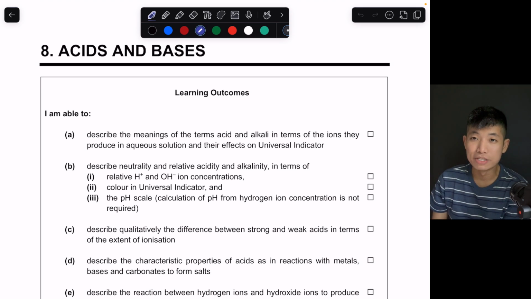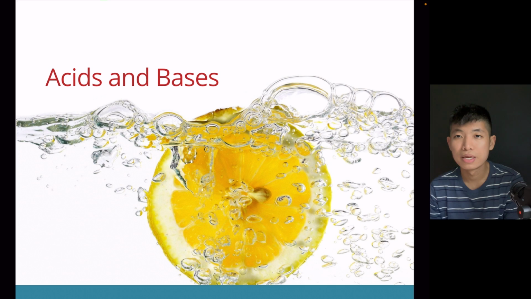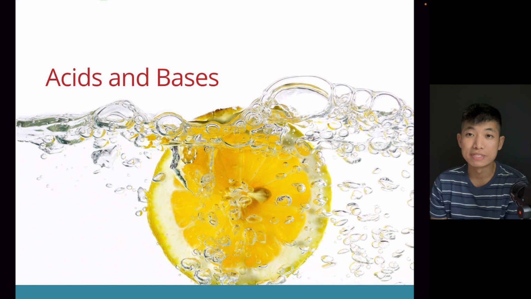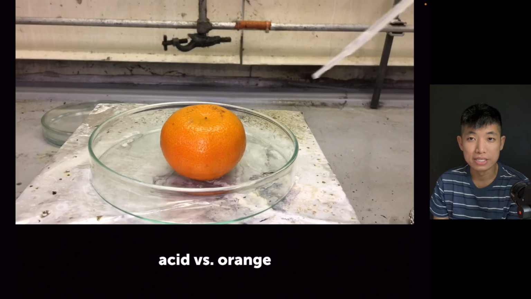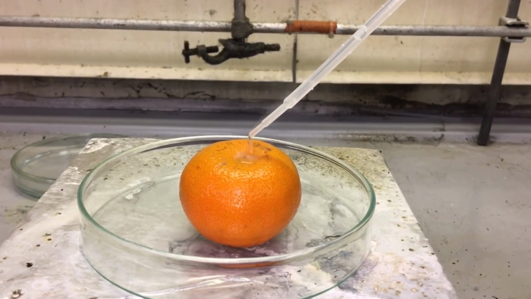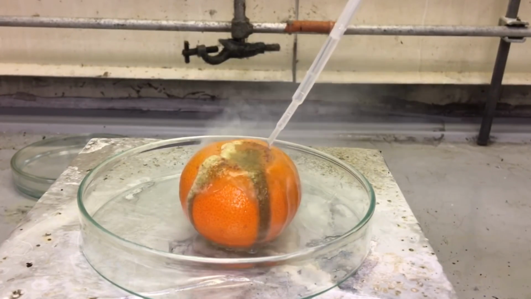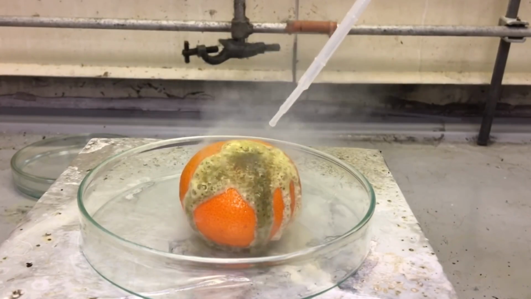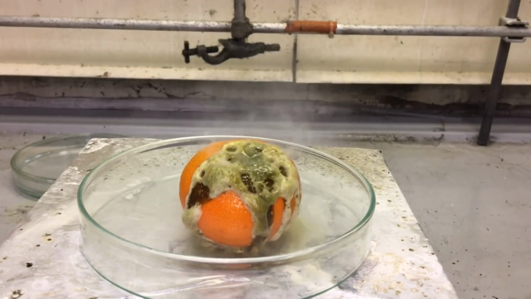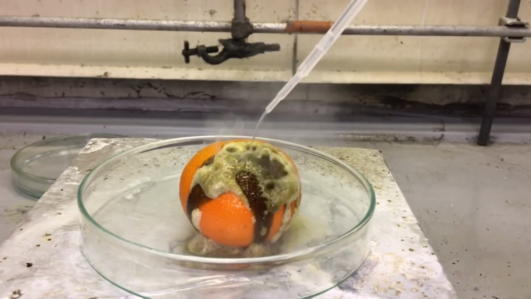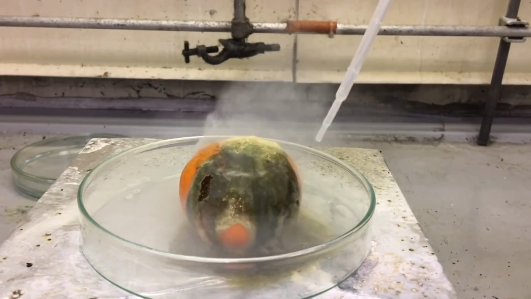This topic is very interesting because it is quite immediately relatable to your everyday life, and I'm sure you will have some prior knowledge of what acids are already. We all know that acids are corrosive. So the video you're watching here is concentrated sulfuric acid added to an orange. You saw what the acid did to an orange, right?